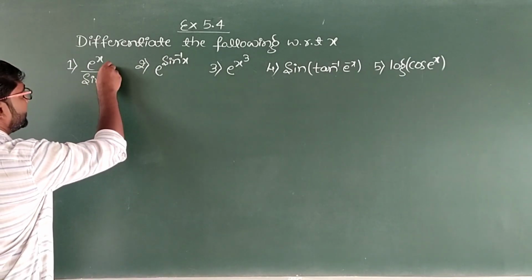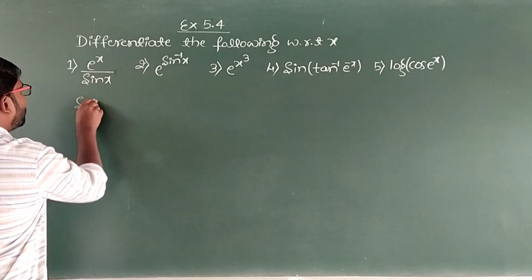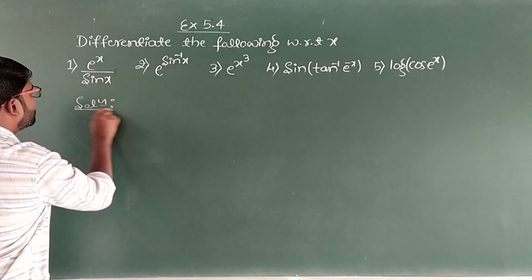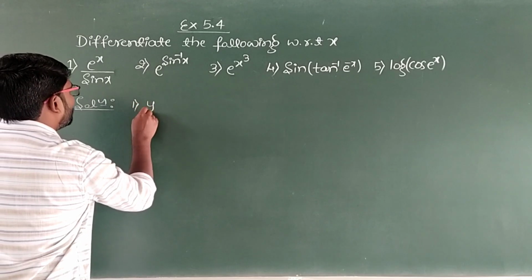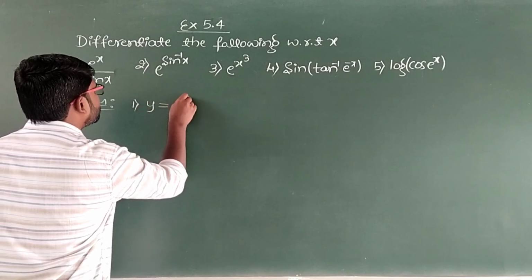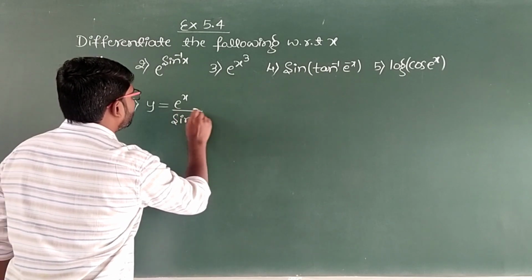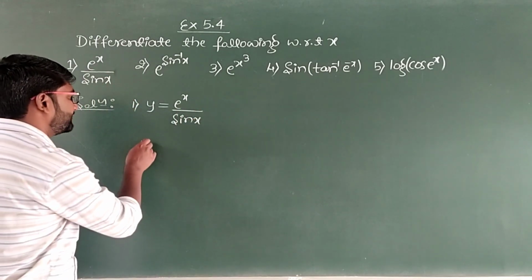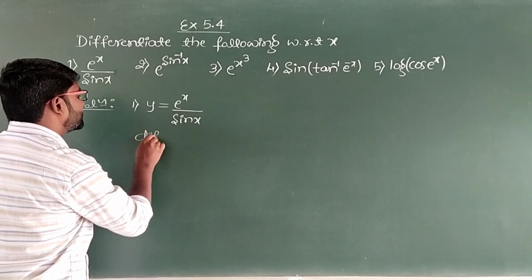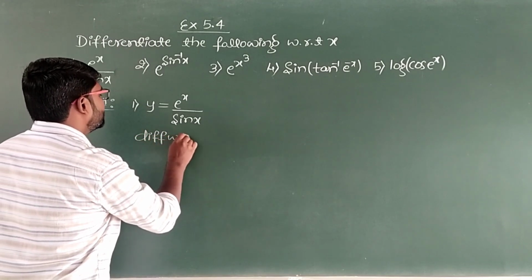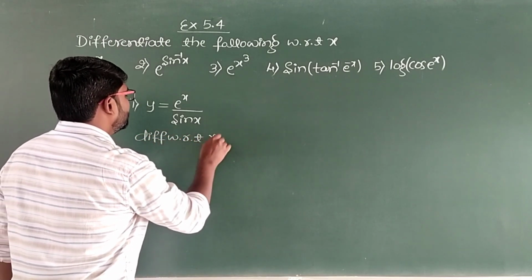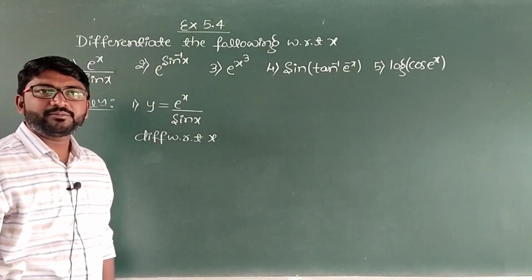The given question is e power x by sin x. I will be taking this as y. Question number 1, y equals e power x by sin x. We will have to find the derivative of this particular function. Differentiate both the sides with respect to x. So here we will have to make use of the quotient rule.